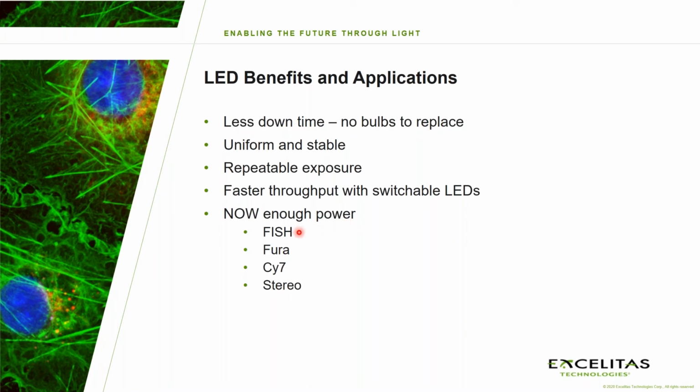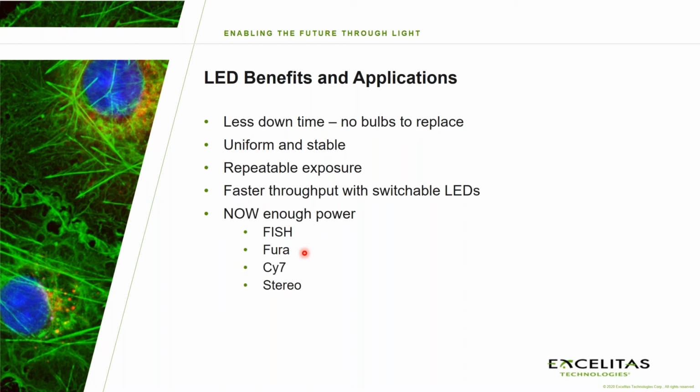Fura-2 is a calcium application. And with Fura, you're using 340 nanometers and 380 nanometers, which traditionally only xenon has been able to do. But now there are LEDs that are able to excite in the Fura region. Cy7 and beyond is between the 750 and the 800. A lot of people are moving to a lot of the infrared dyes, such as IR800, and there are LEDs available in those regions.